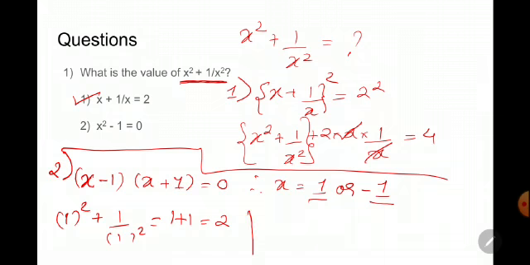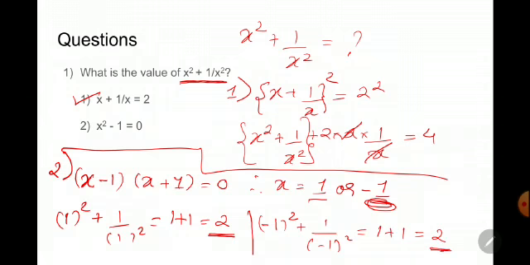Now let's substitute minus 1. We get minus 1 square plus 1 by minus 1 square, which is equal to 1 plus 1, giving us 2. Here we are getting the same value of x square plus 1 by x square for the two values of x. Therefore we can say that x square plus 1 by x square is equal to 2. Therefore statement 2 alone is sufficient as well.